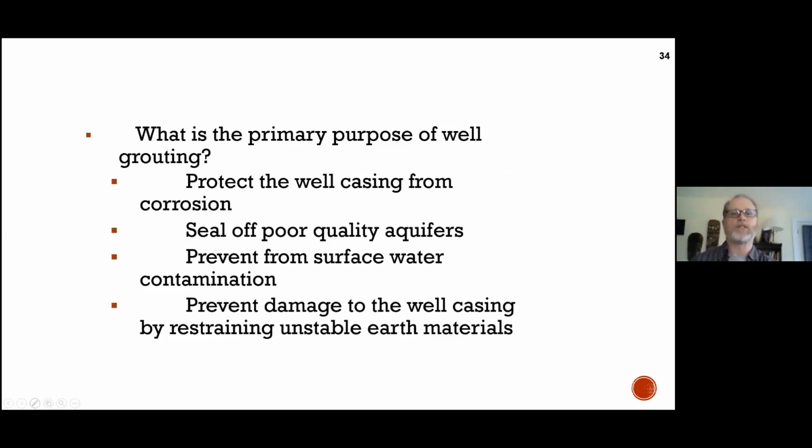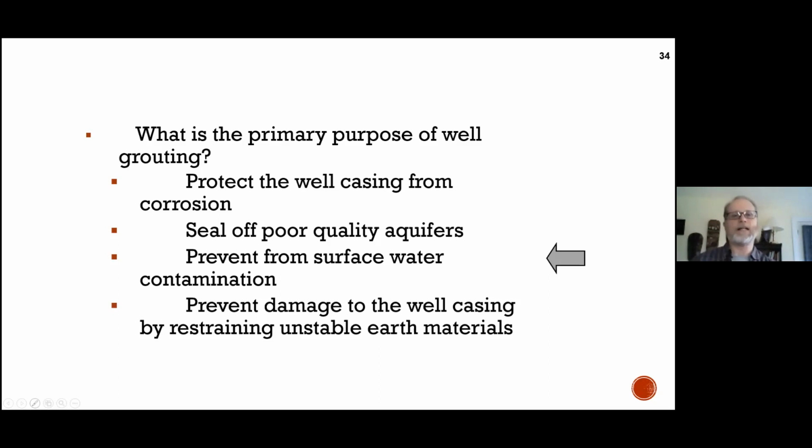What is the primary purpose of well grout? So, protect the well casing from corrosion? Probably not. Typically steel, we're talking about a drilled well here. Seal off poor quality aquifers. Well, if we know the water is poor quality in an aquifer, we're probably not installing the well in the first place. Prevent contamination from surface water, or prevent damage to the well casing. So the best answer there is prevent surface water contamination. So in other words, by grouting, supporting the casing, it actually stops surface water from moving through.